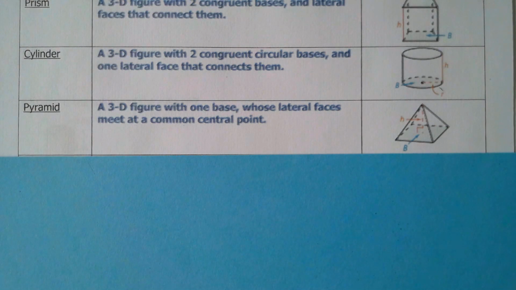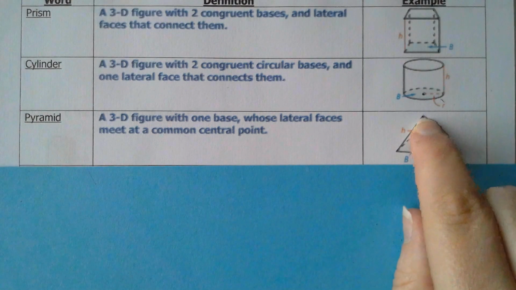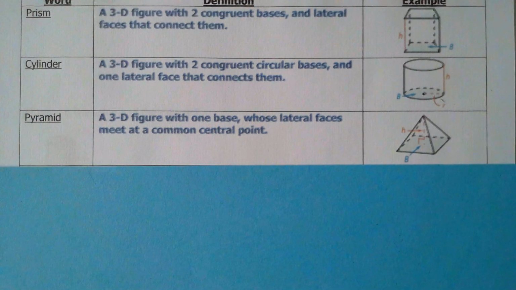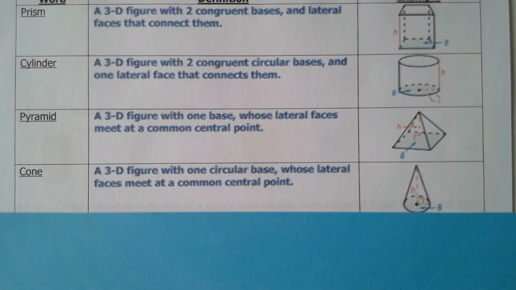Now, a pyramid is kind of like a prism in that it has a base that can be a square or a rectangle or a pentagon. However, those lateral faces now come to a central point, such as this one here. Now, the circular version of that would be your cone, where you have your circle base and then the lateral face all meets at that common point in the middle.